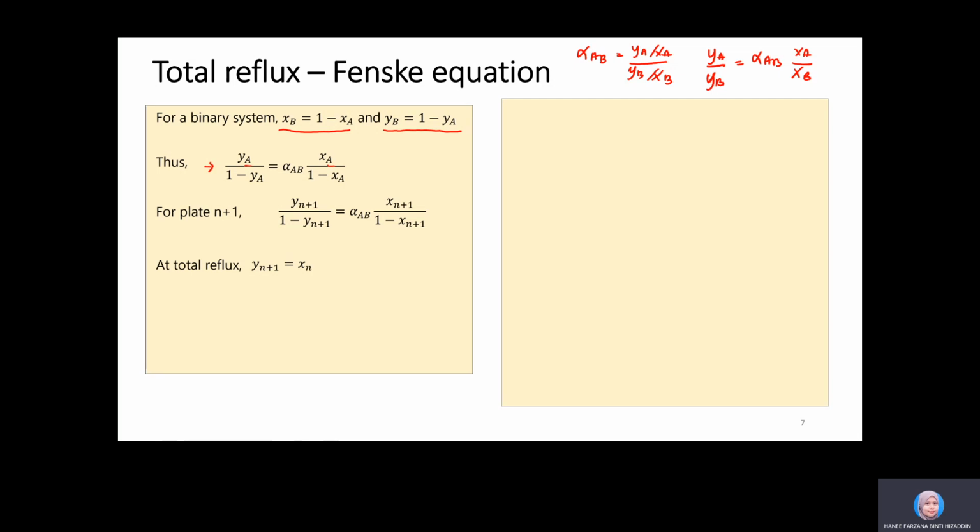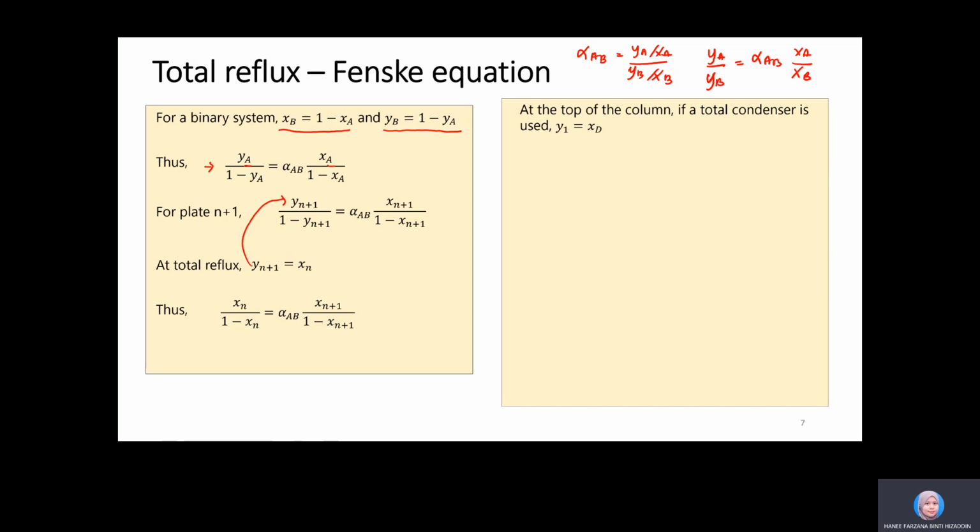Okay, so at total reflux, yn plus 1 equals xn. We have established how we got to this point just now, assuming D equals 0; at total reflux really D is equal to 0. Thus, yn plus 1 equals xn. So you can replace yn plus 1 with xn inside this expression and you get this equation. Thus, you get xn over 1 minus xn equals alpha AB times xn plus 1 over 1 minus xn plus 1. Okay, hope you're following until here.